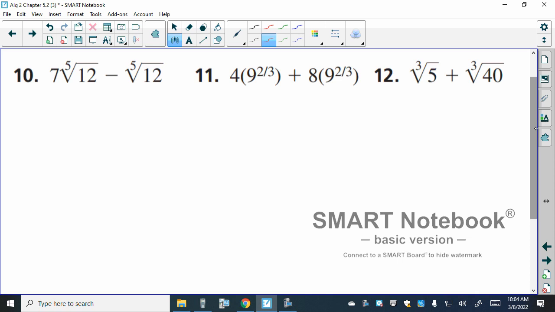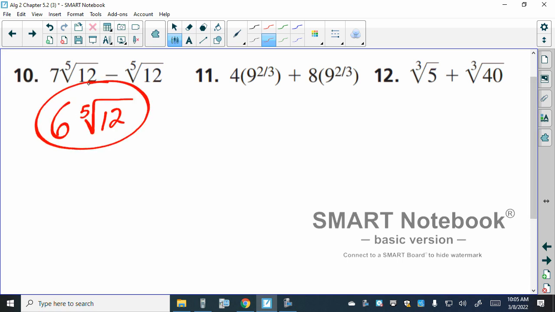Now these here, it won't do it quite so well, because with fifth roots it's going to end up trying to approximate the decimal. So when we look at these, the first one, 7 times the fifth root of 12 minus the fifth root of 12. Because I have 7 and I'm taking 1 away, so this would be 6.